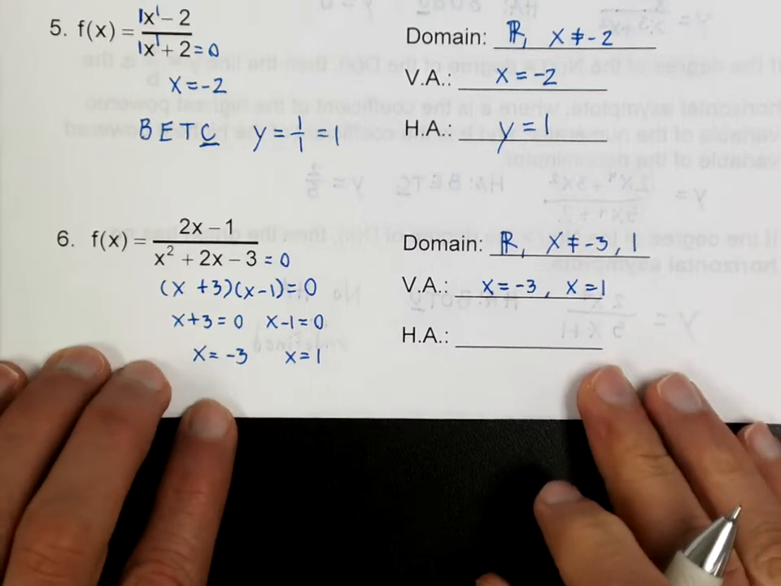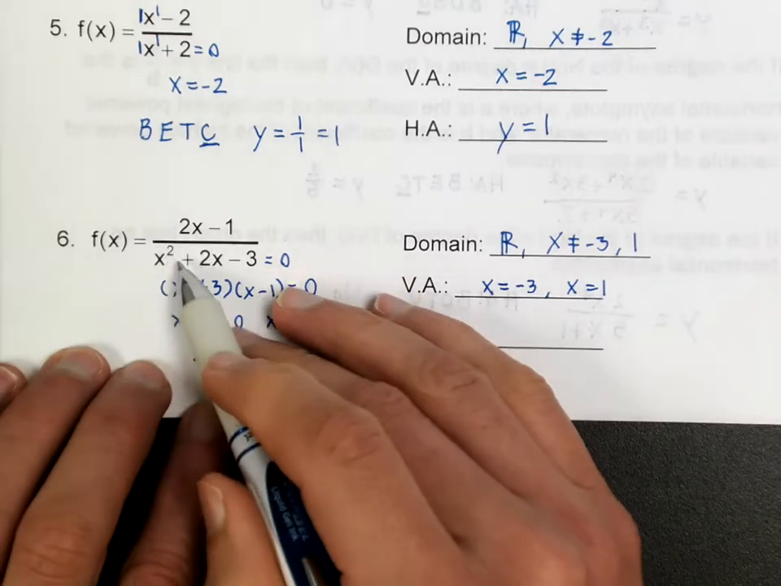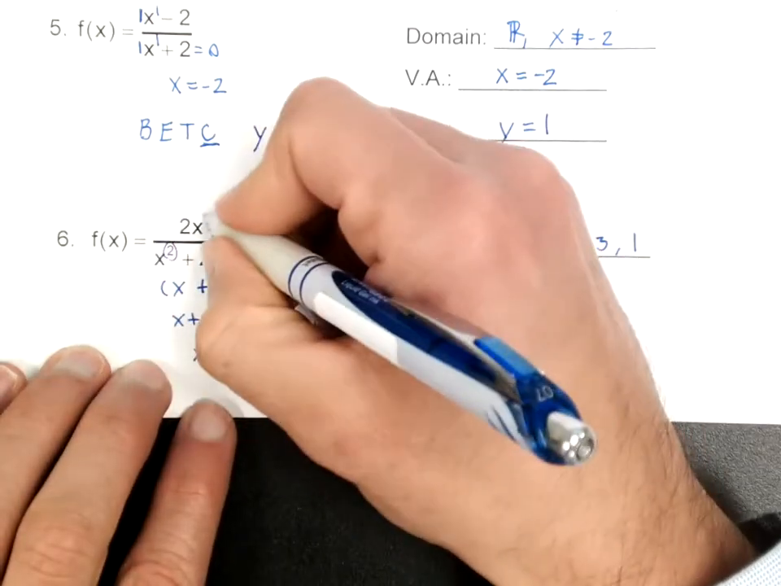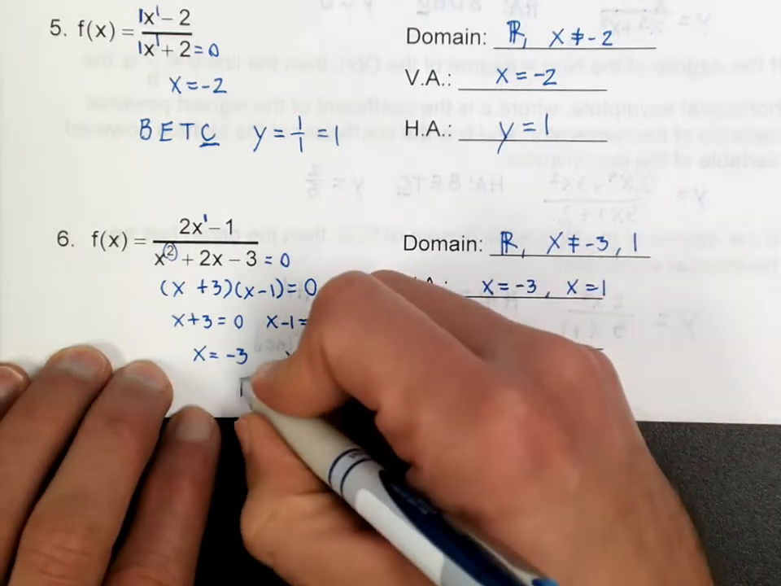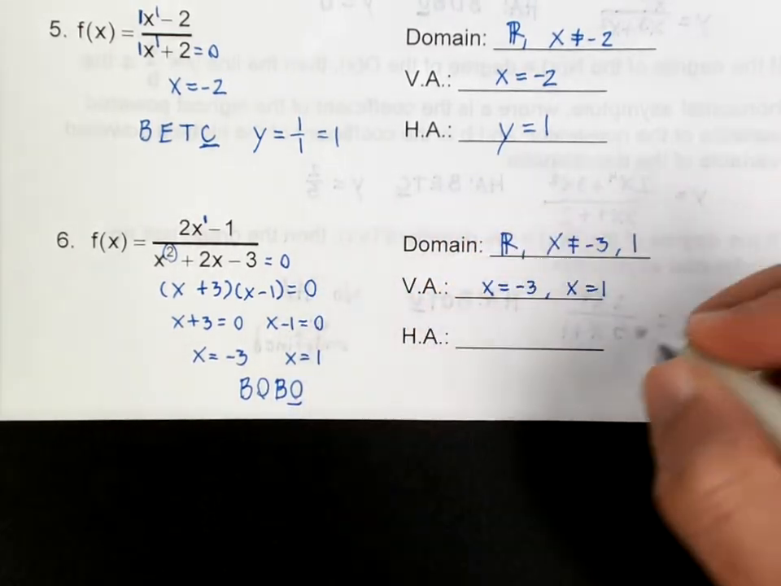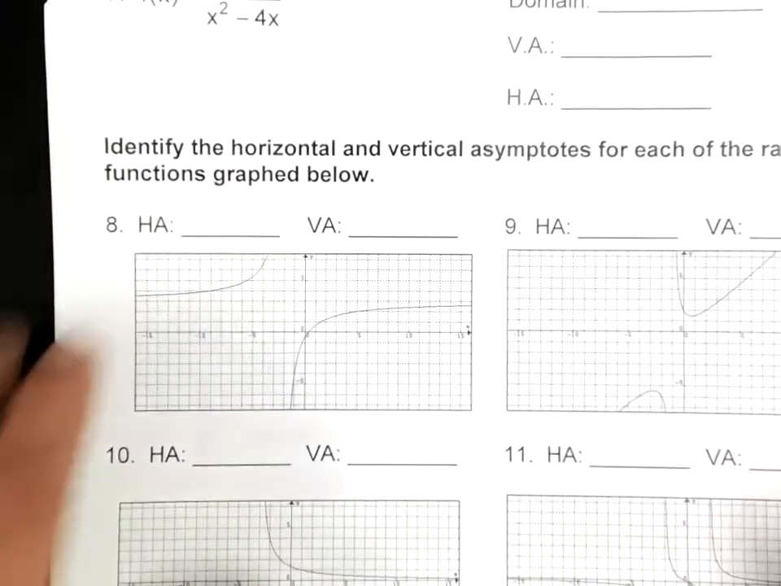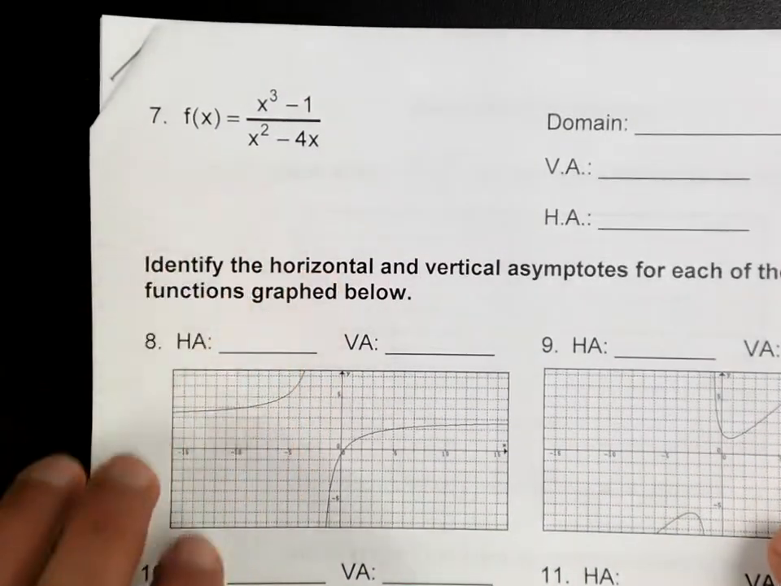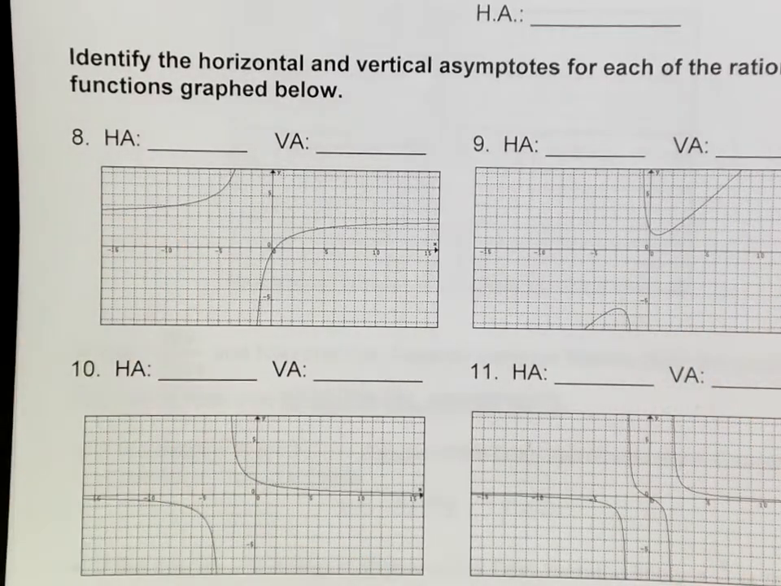And for my horizontal asymptote, we're going to look at the degrees of the function. This is degree 2. This is degree 1. It's bigger on bottom, so this is actually Bobo. Bigger on bottom, which means y is equal to 0. Now, I'm going to leave this one right here up to you, but it's the same idea as that one, and let's just go over 8, 9, 10, 11.